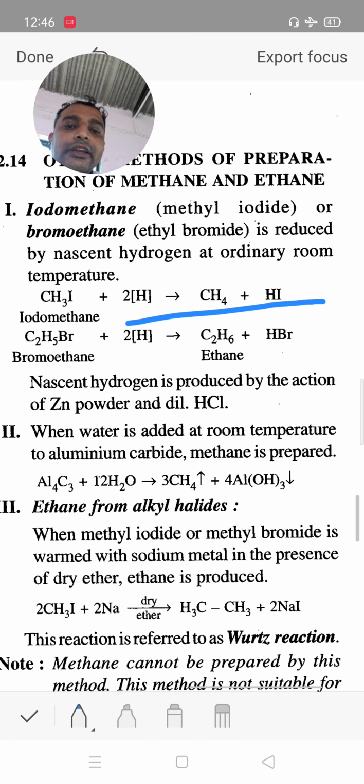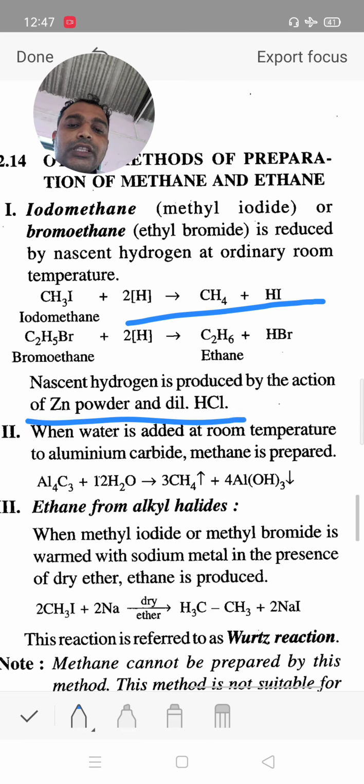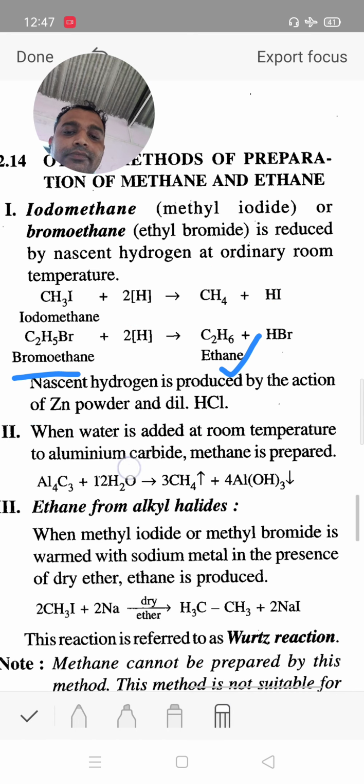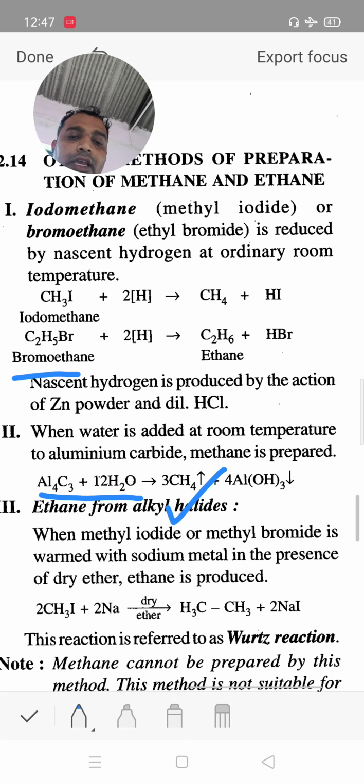When methyl iodide is reduced by nascent hydrogen in presence of zinc powder and dilute HCl, it gives methane. When bromoethane is reduced using zinc powder with HCl, it gives ethane. Second, aluminum carbide on hydrolysis, meaning addition of water 12 times, gives CH4 molecules and aluminum hydroxide as a byproduct.